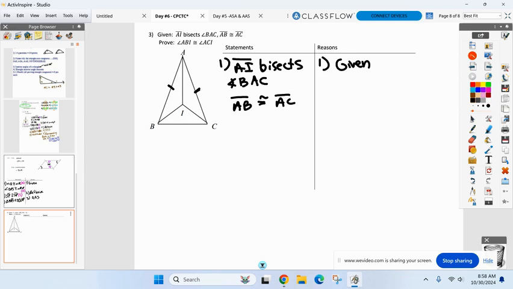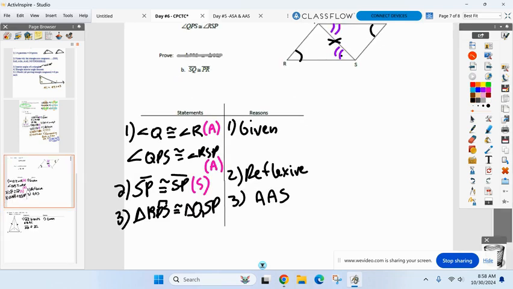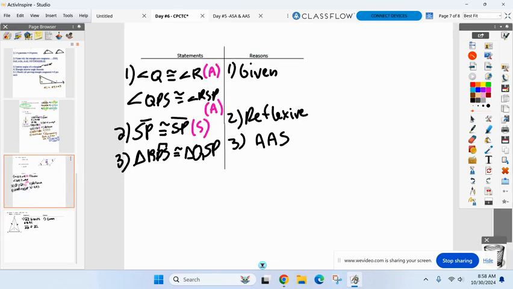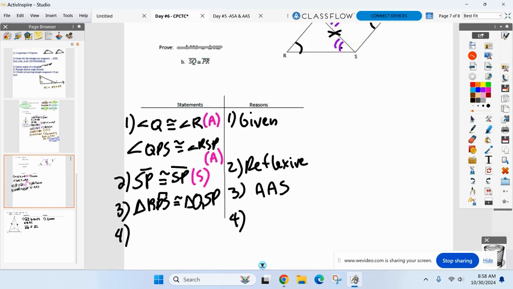Oh, we didn't. Oh, yes, thank you. We didn't finish it, did we? I'm in the habit of stopping on the triangles. Yes. All right. So we know we have one more step after the triangles are congruent. Thanks, Mia. SQ now is congruent to PR. CPCTC. The corresponding parts are now congruent. CPCTC.